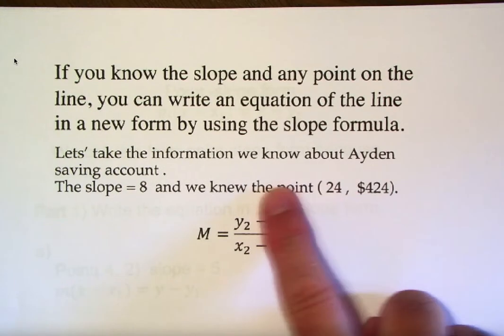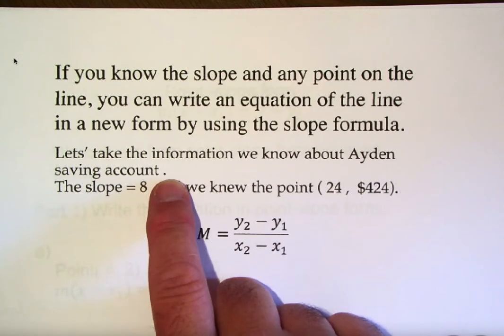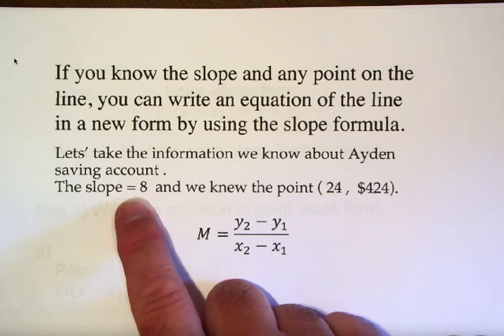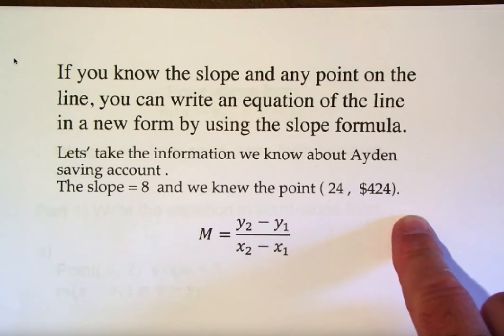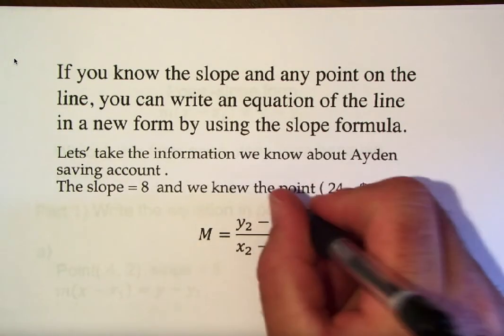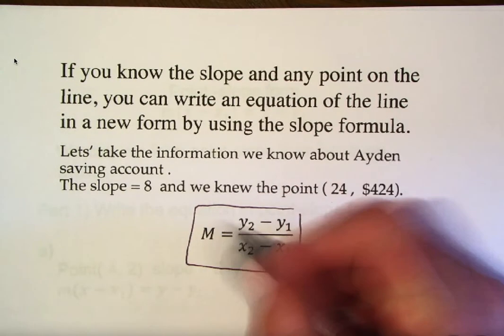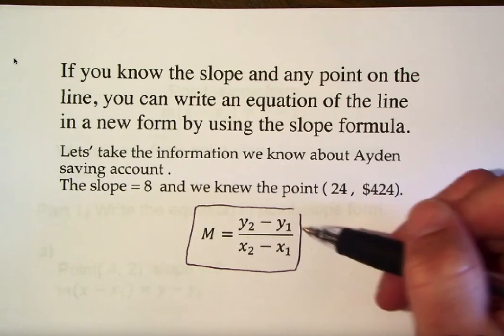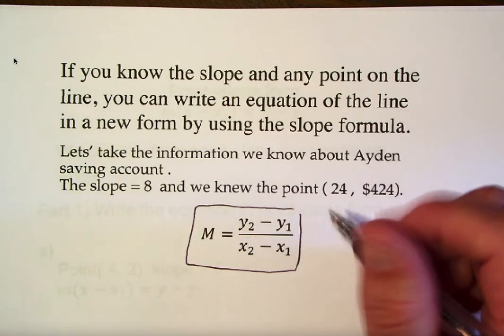Let's take the information we know about Aiden's savings account, which we know that the slope of our do now is 8, and we knew the point (24, 424). Okay? And this point-slope form comes from the slope formula. So I know we've practiced this a lot, so it's cool. Our new form comes from this. You just need to stretch your thinking just a little bit.